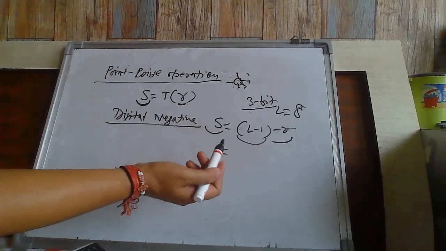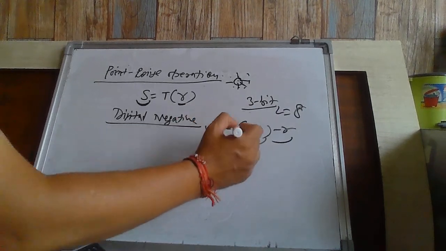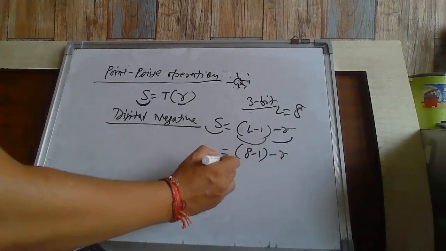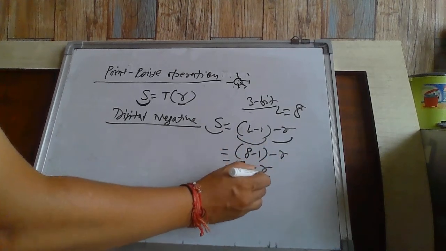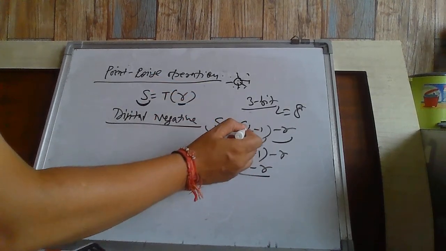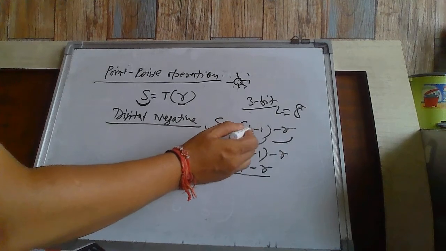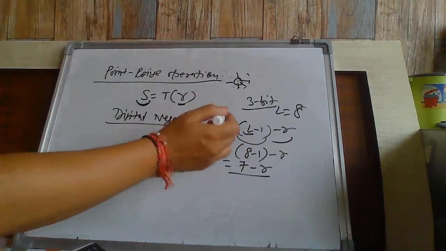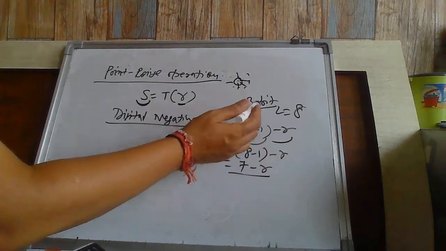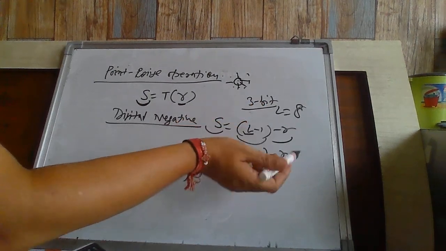And what are the levels? 0 to 7. So L is 8, and 8 - 1 - R, so the simple formula becomes 7 - R. Depending on what kind of image you have, you decide its L. Clear? It is the maximum range of pixels that can be represented. Let's say 3 bits can represent 8 levels, 0 to 7.